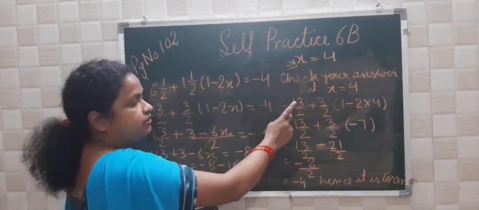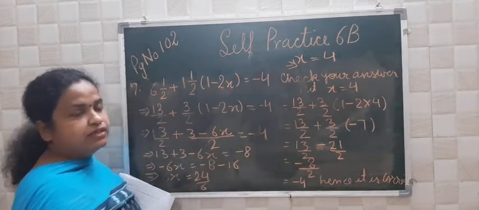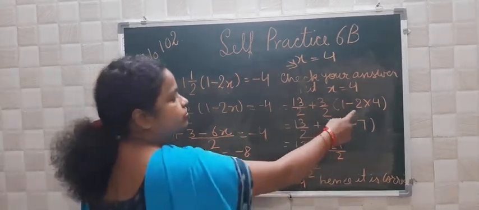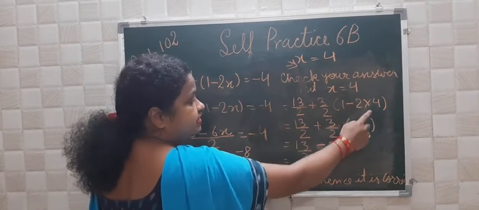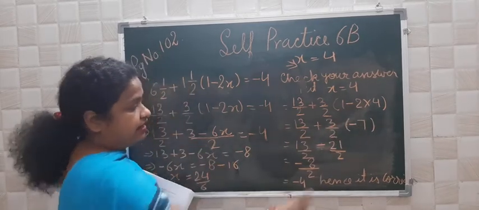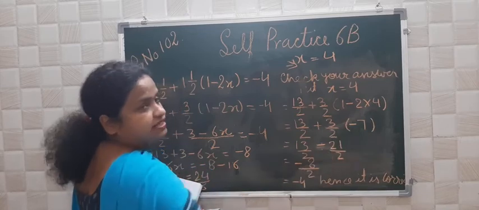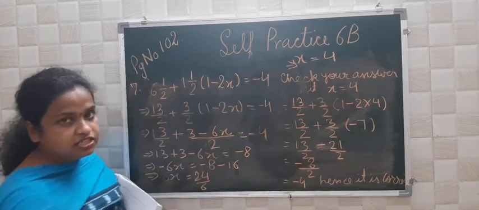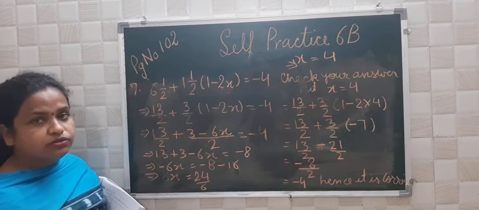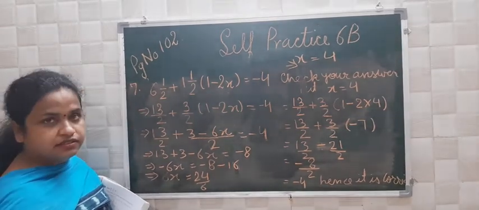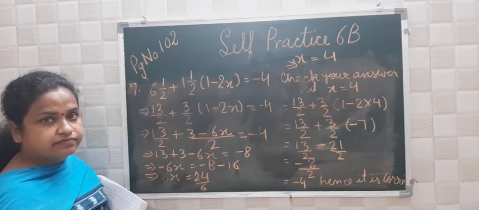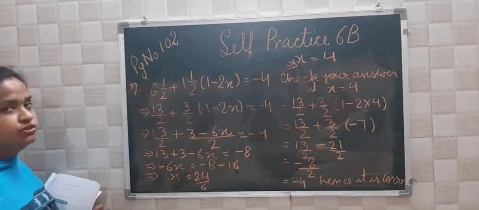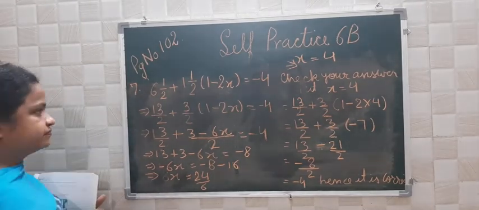So 13/2 plus 3/2 (1 minus 2 into 4), which means 4 2s are 8. So 1 minus 8 is equal to minus 7, and 3 into minus 7 is equal to minus 21. So 13 minus 21 is equal to minus 8. Minus 8 upon 2 is equal to minus 4. Correct? Or any confusion? Correct. Now come to question number 8.